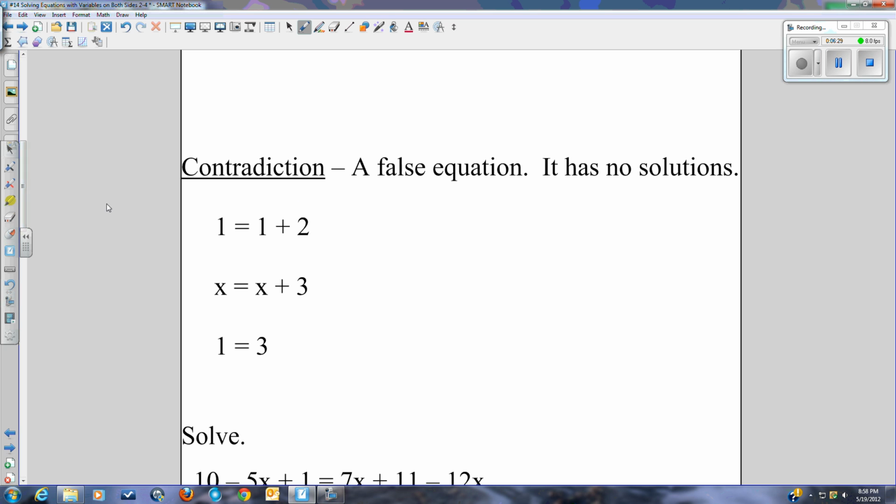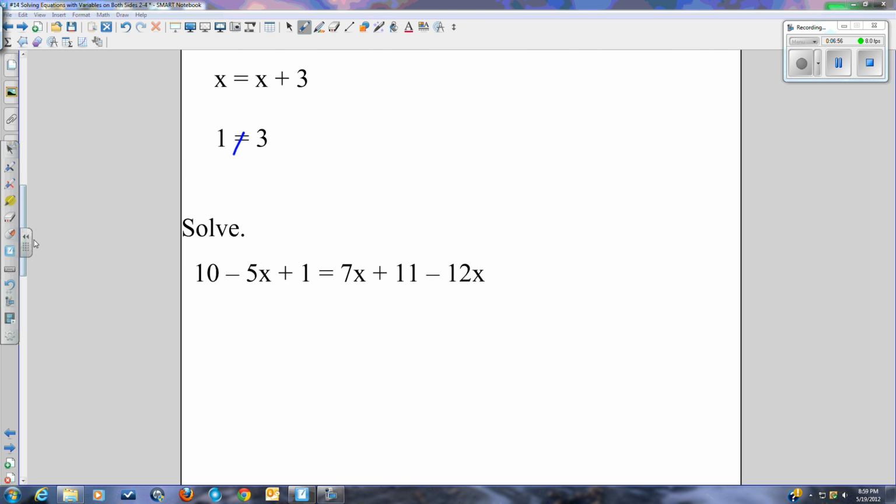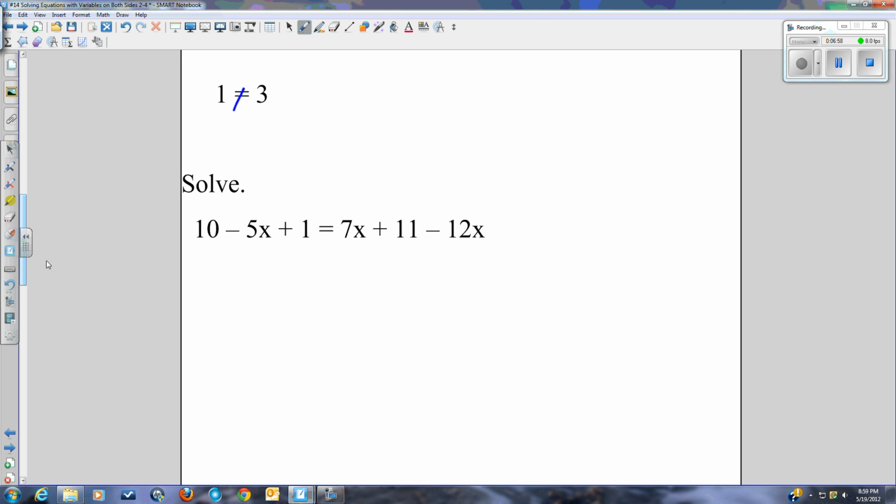Now, a contradiction is what we call a false equation. It has no solutions. All right, something that's false. 1 equals 1 plus 2. That is not true. I'm going to put a slash through it. That's not true. x equals x plus 3. There is no solution where you could have a number equal to itself plus 3. That can't work. It has no solution. 1 equals 3. That's completely false. Okay, so we're going to see some examples of identities and contradictions here.